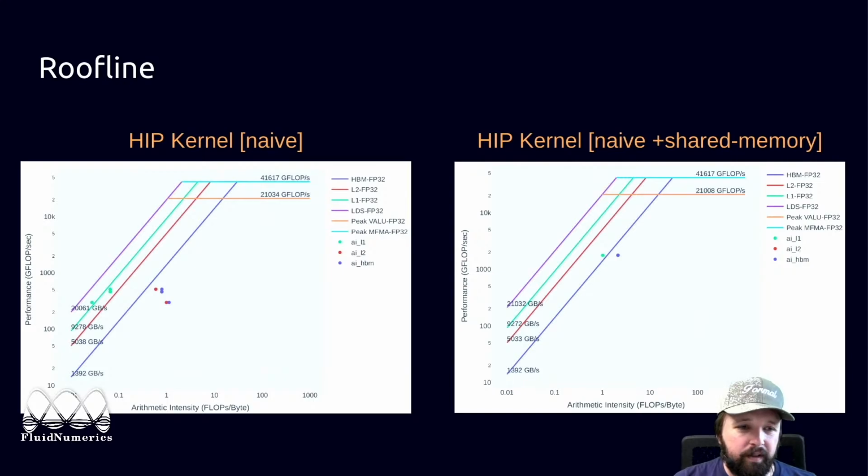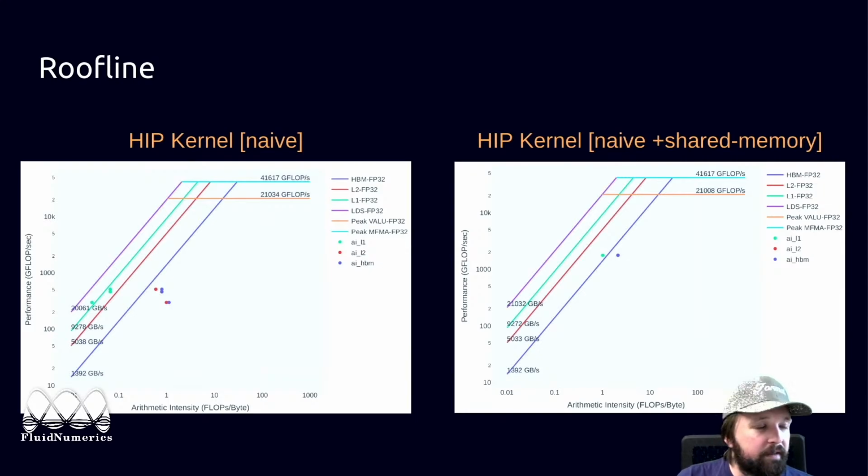Now, for each one of these, my green dots really ought to be close to my green lines if I am efficiently using L1 cache. My red dots need to be close to my red line if I am efficiently using L2 cache. And my purple dots need to be close to my purple line if I'm efficiently using HBM memory.